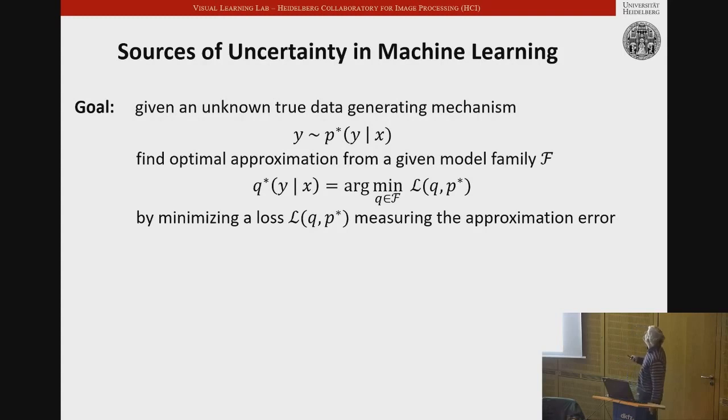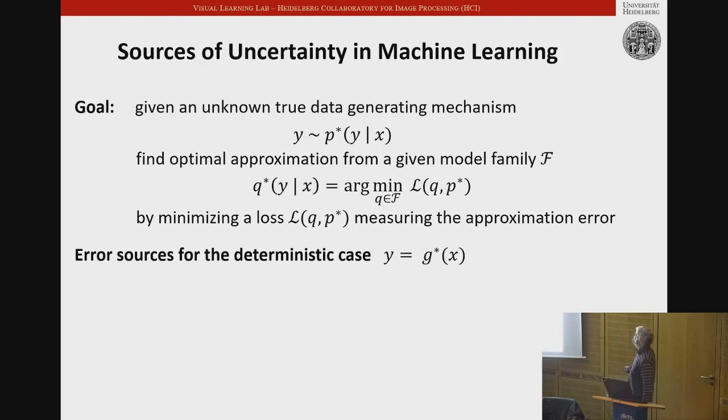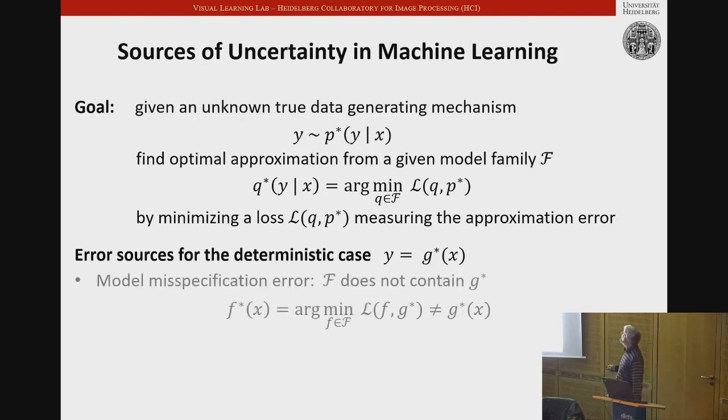And the solution must come from some family of solutions that we, as designers of the algorithm, choose. So, for example, L2 loss or something else. And first, I would like to simplify a bit. So P star is now not a probability distribution, but a deterministic function, G star. So only one possible outcome. And I would like to show some very important error sources.